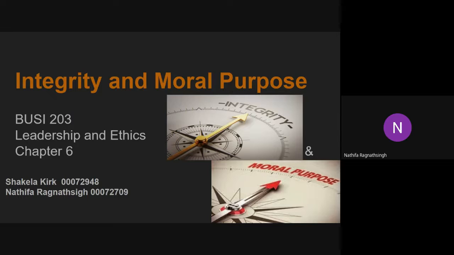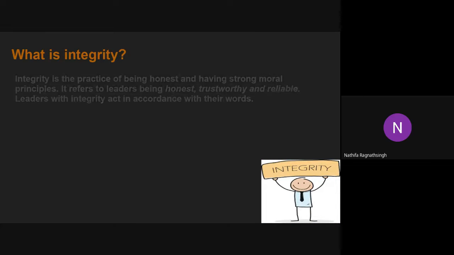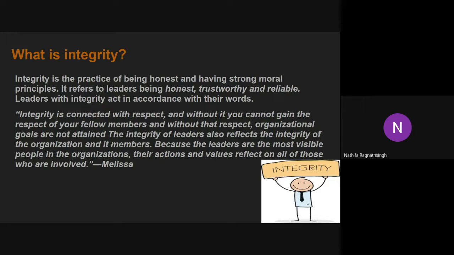Good afternoon, everyone. Today, Shakila Cook and I will be presenting on integrity and moral purpose. You may ask, what is integrity? Integrity is the practice of being honest and having strong moral principles. It refers to leaders being honest, trustworthy, and reliable. Leaders with integrity act in accordance with their words.